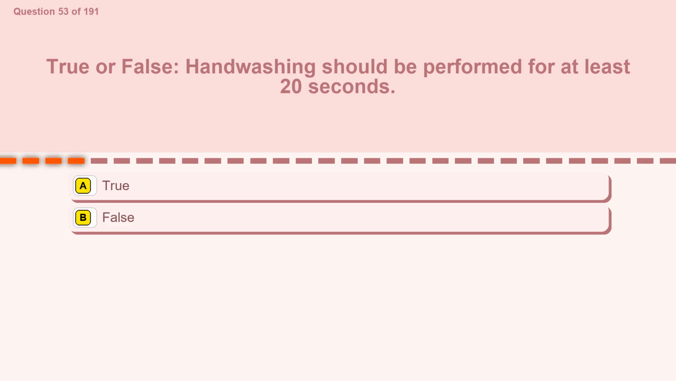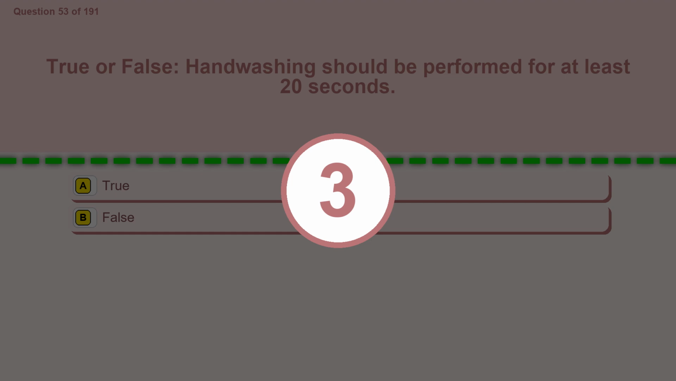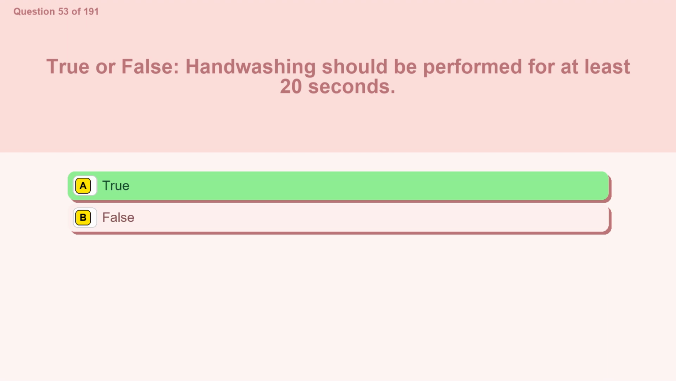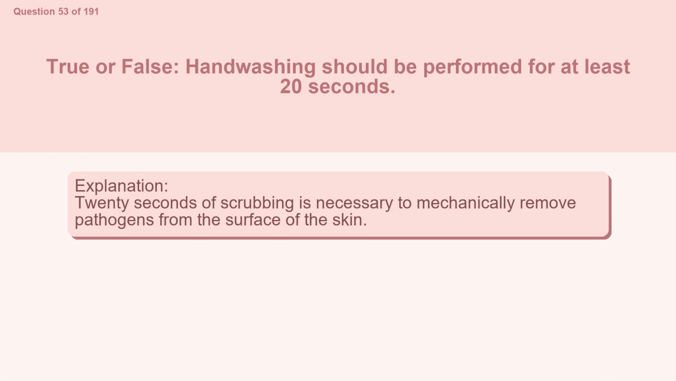Question 53. True or false, hand washing should be performed for at least 20 seconds. Option A. True. Option B. False. The correct answer is option A, true. 20 seconds of scrubbing is necessary to mechanically remove pathogens from the surface of the skin.